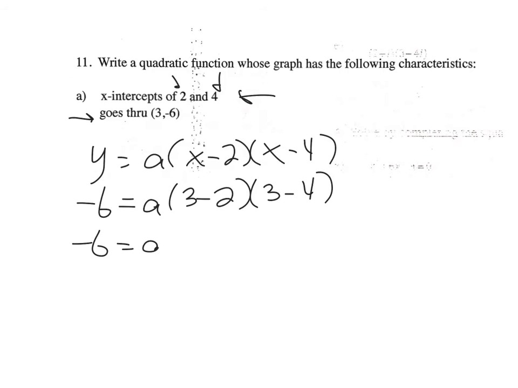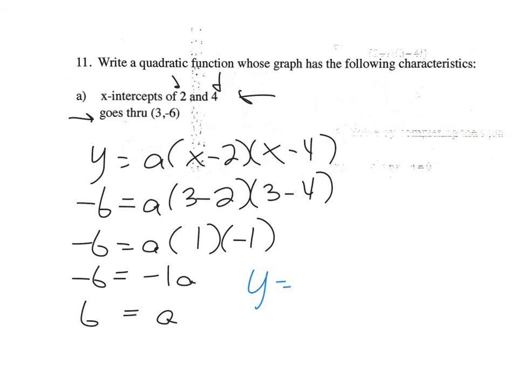So I get negative 6 over here. That's 1. That's negative 1. So I really have negative 1a equals negative 6, which means a is 6. Write your answer: y equals 6 times (x minus 2) times (x minus 4). And those points should work. You should be able to plug in 3 right there and get 6, which it does. Looks good. Let's go to the next one.